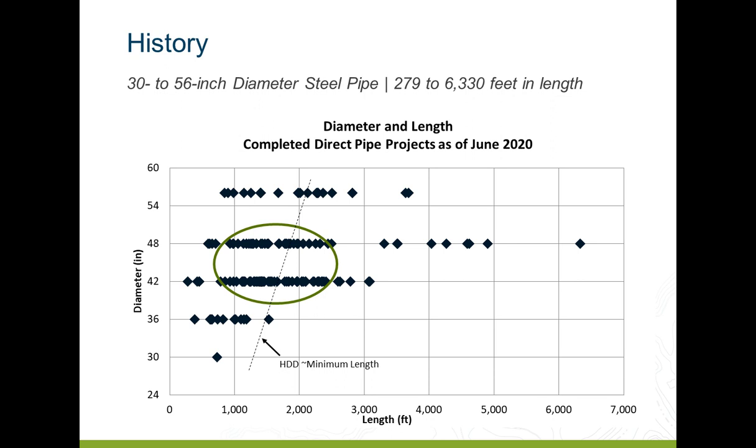We already mentioned that, but that graphically illustrates that more than half of the crossings, I'd say, I haven't counted them up, but just looking at the graph, more than half of the crossings completed to date would be shorter than an HDD minimum length.